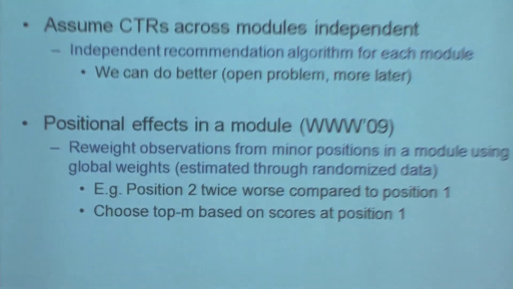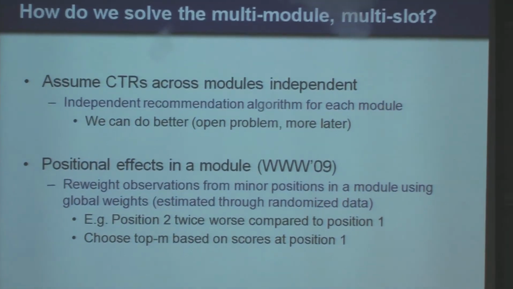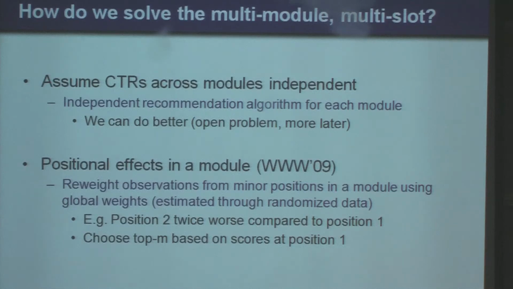So this is how we are going to solve this problem. Again, I'm not saying this is the best solution, but this is what we do today. In order to solve the multi-module problem, we assume that the modules are all independent of each other, and we do separate recommendation on each module. And if we can do better by incorporating the correlations among modules, I'm going to talk about that later. Even within a given module, there are multiple slots, so you get data from different slots. And we reweight the data on multiple slots to normalize them to data that comes from a single slot, right?